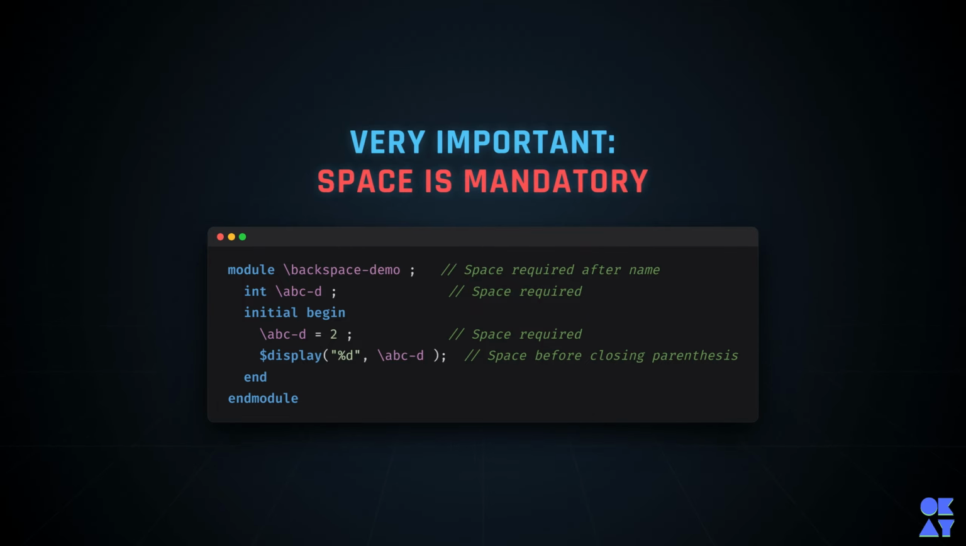Why do escaped identifiers exist? They're mostly used in auto-generated netlists, tool-generated names, or special naming requirements. In normal RTL coding, you rarely need them.